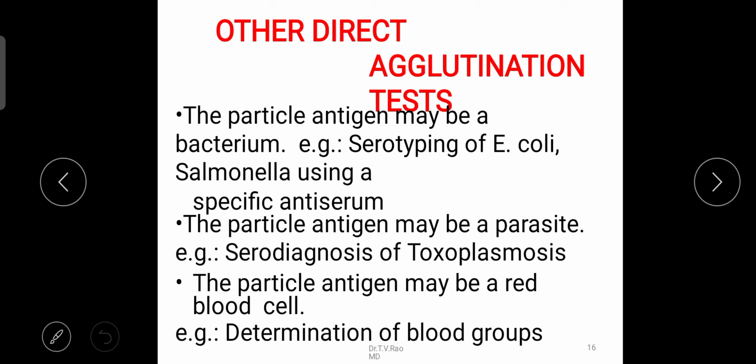In other direct agglutination, the particulate antigen may be a bacterium, for example serotyping of E. coli or Salmonella using a specific antiserum. The particulate antigen may be a parasite, for example serodiagnosis of toxoplasmosis. The particulate antigen may be a red blood cell, or RBC, for determination of blood groups.